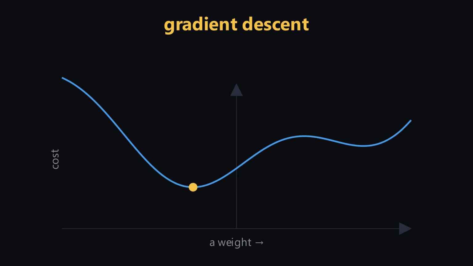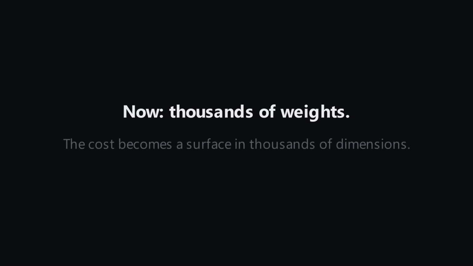The slope tells you two things at once: which direction lowers the cost and how steep it is, which hints how big a step to take. Now scale it up, not one weight but thousands. The cost is no longer a curve, it's a surface in a space of thousands of dimensions, impossible to picture. But the math doesn't care. At any point, there's still one direction that goes downhill fastest. That direction has a name: the gradient.